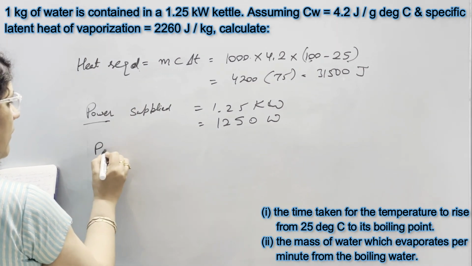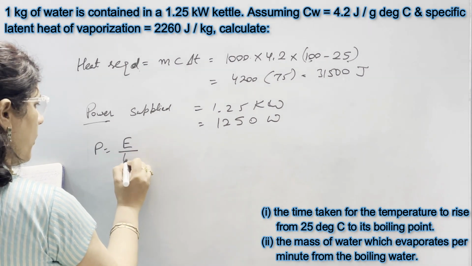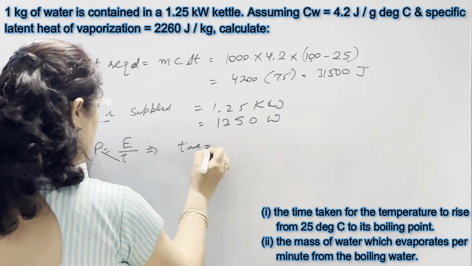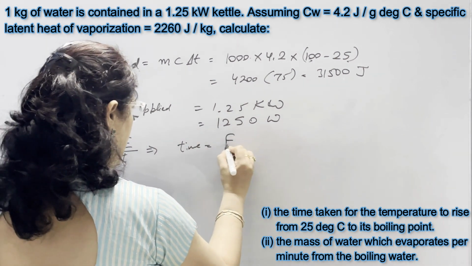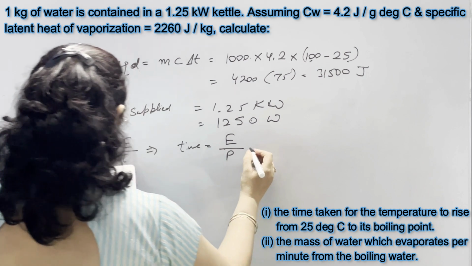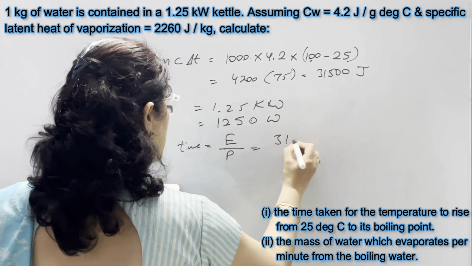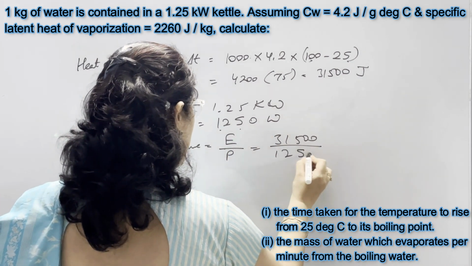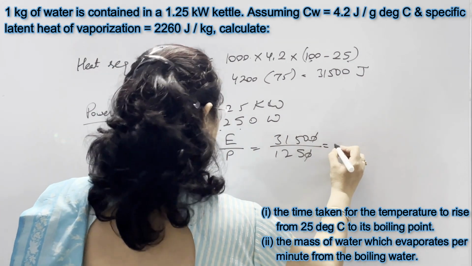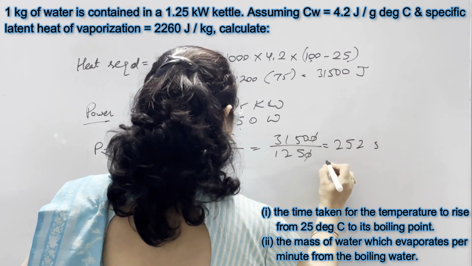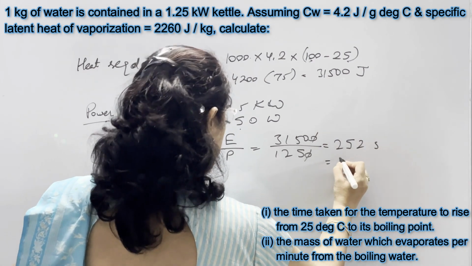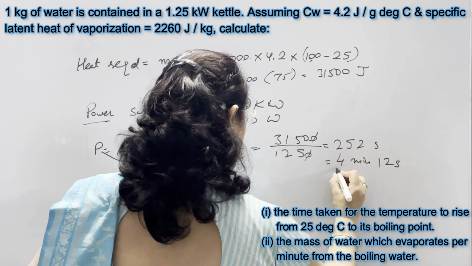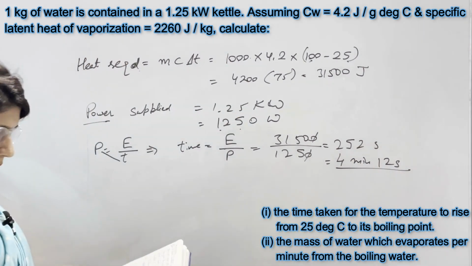Now we know that power is equal to energy upon time. But here we need to calculate time. So time is equal to energy upon power. Now energy we have just calculated, 31500 and power of kettle is 1250. It means we will get 252 seconds, or converting to minutes, 4 minute and 12 second. This is the time taken.